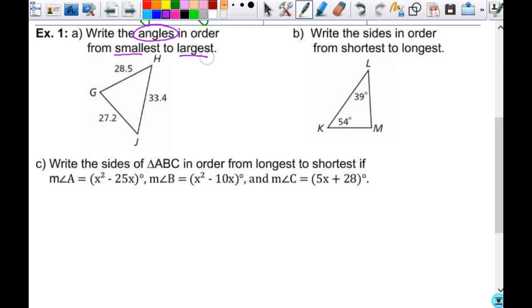Smallest to largest, right? How do I figure out which is the smallest angle? What do I look for? The shortest side, because I don't have angle measures. It's not like I can tell you the angle measures and then figure out which is the smallest number. It's across from the shortest side. This is the shortest side, so the angle across from that is angle H. So my smallest angle is angle H. And then my next smallest angle is across from that, which is J. And then the next one is G.